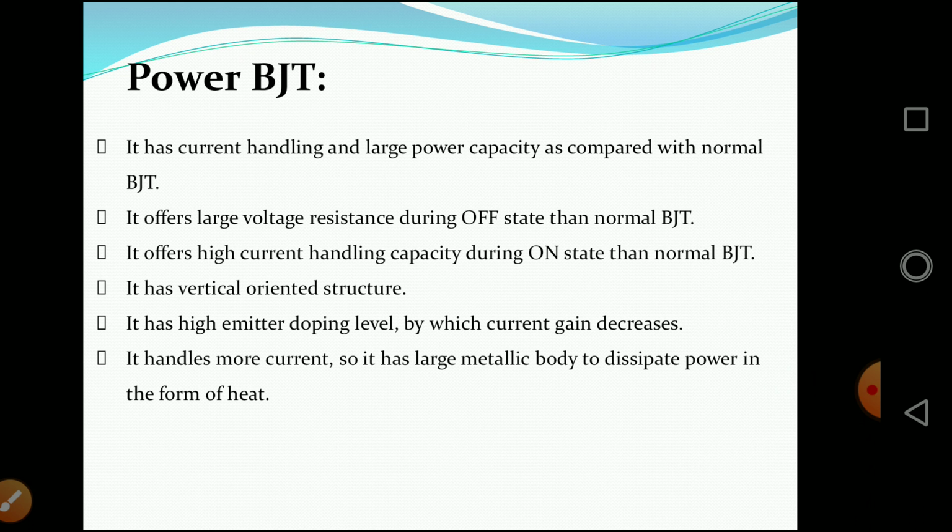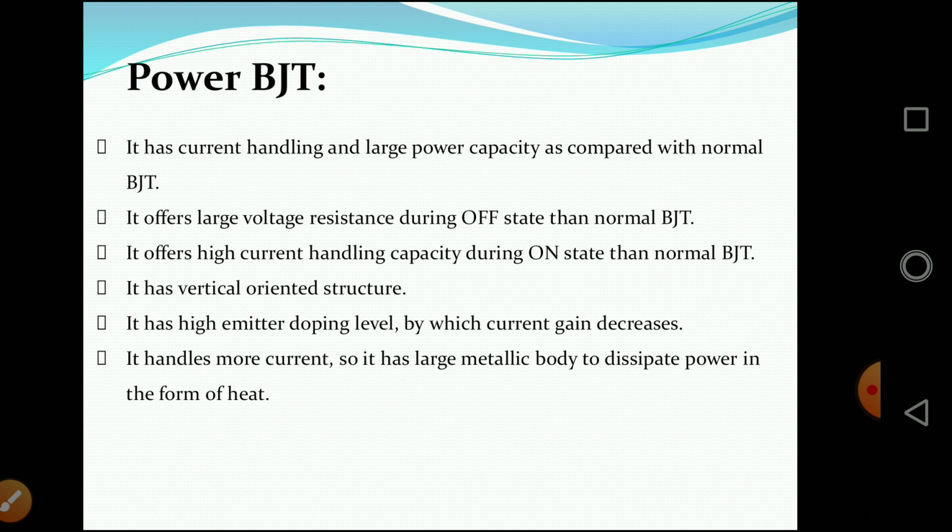Second, it offers larger voltage resistance during the off state than the normal BJT. During the off state, this power BJT has a higher voltage resistance capacity than the normal BJT. Third, it offers high current handling capacity during the on state than the normal BJT. It means when power BJTs are turned on, we can make a high level current flow through them, so they can withstand high current values.